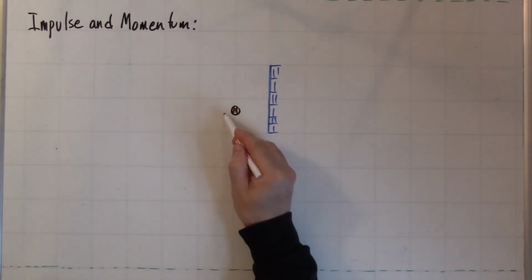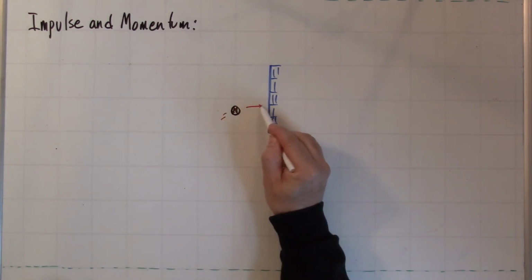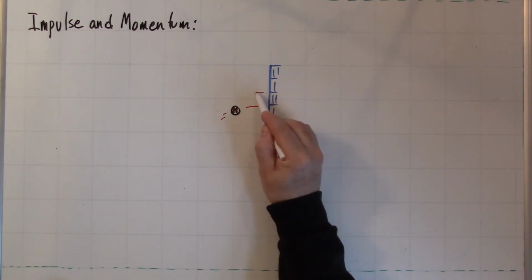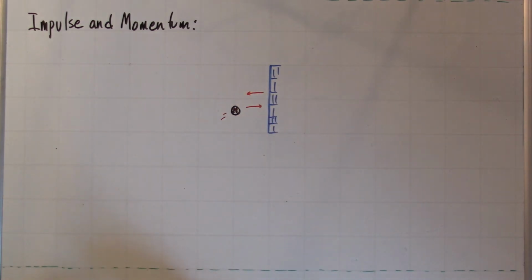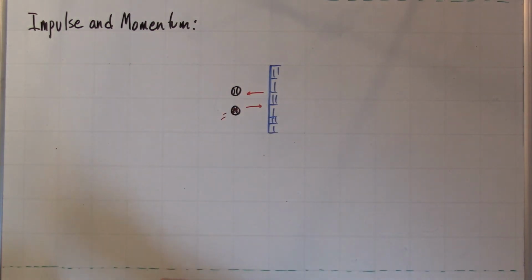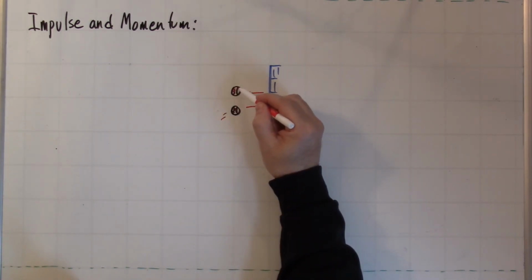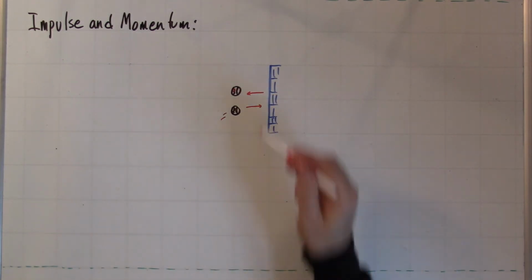And my baseball is coming in this way, and it's going to hit this wall here, and then it's going to come out this direction. So it's going to rebound off the wall. Now it's going this way.